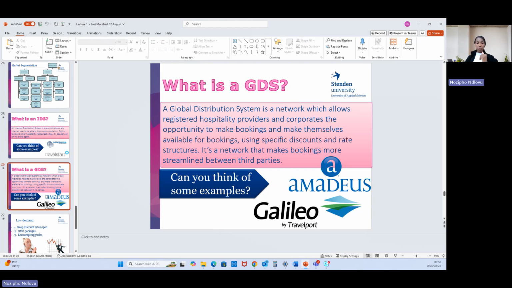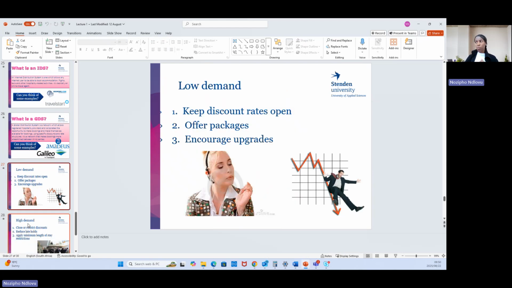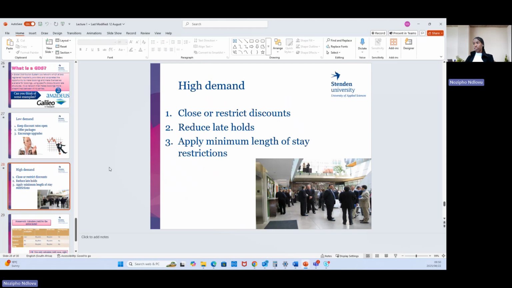Your homework is to go through the rest of the slides, but the most important thing is to know how to calculate. Then the other one, you look at what happens when there's a low demand. Do we keep offering rates that are discounted? Do we offer packages? Do we encourage upgrades? What is it that you can do in your hotel to still maximize revenue even though it is off season or off peak seasons?